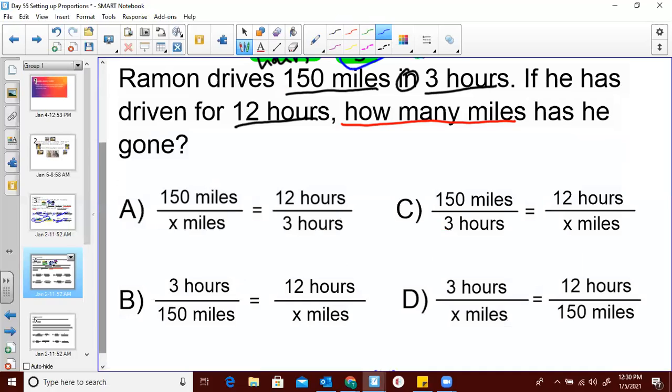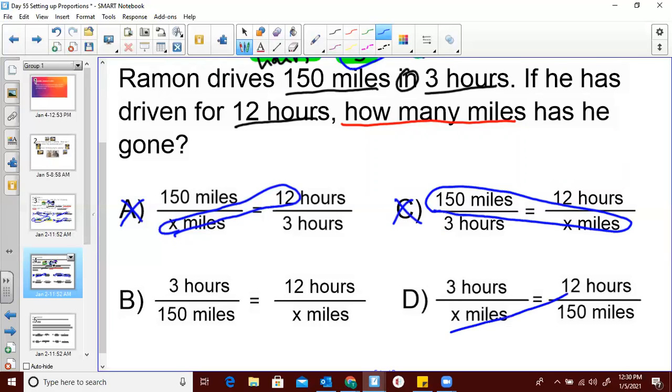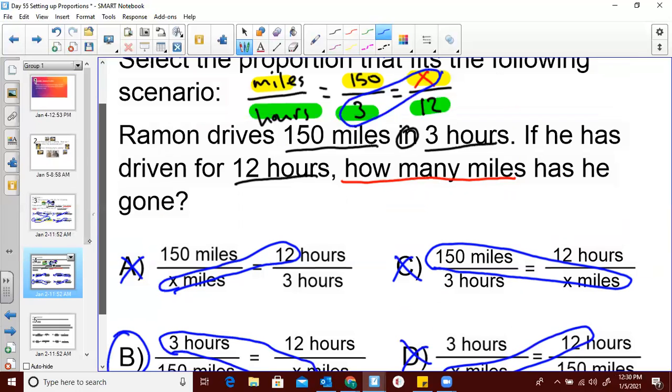Well, for A, X and 12 is no good. C is 150 and X, so that's no good. D is again 12 and X, that's no good. And B is 3 and X, so we know that B is our correct answer.